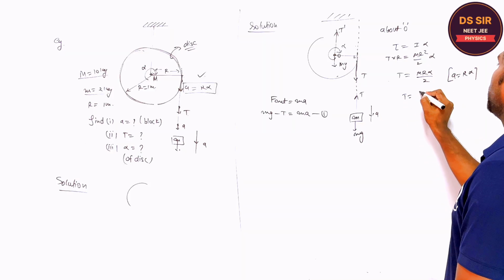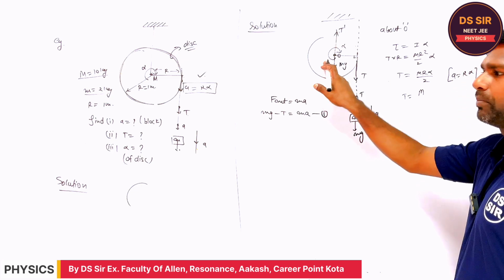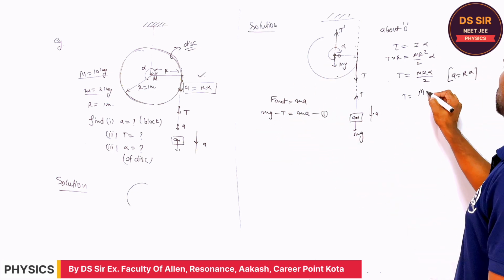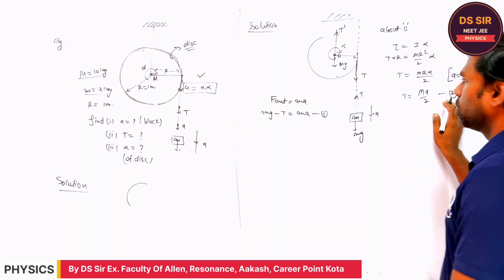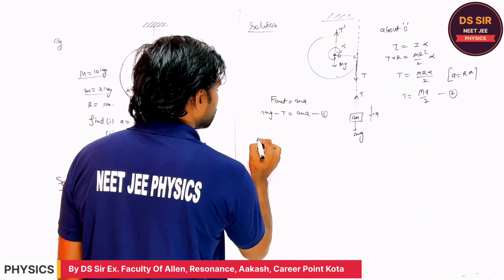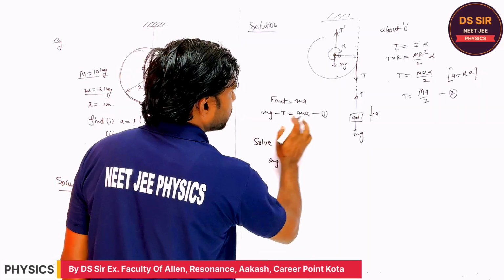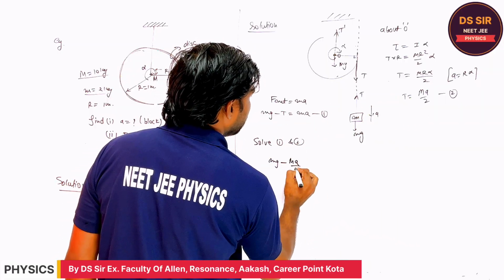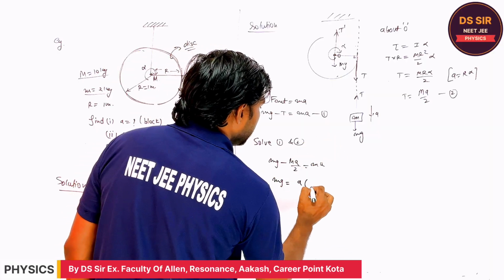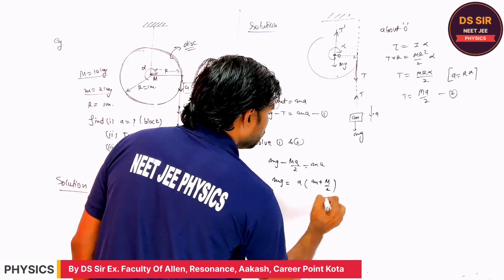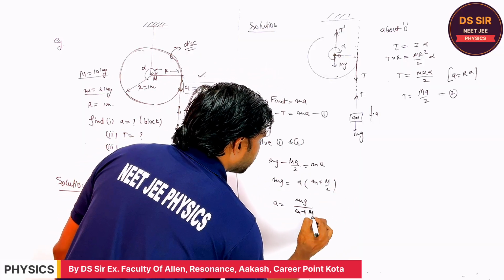So R alpha, this is the capital M, and this is the small m into A by 2. This is equation number 2. Now you can solve this. Solve equations 1 and 2. So mg minus, put the value of T, capital M A by 2 is equal to m into A. So mg is equal to A into small m plus capital M by 2. So what is the acceleration? Say mg upon m plus capital M by 2.